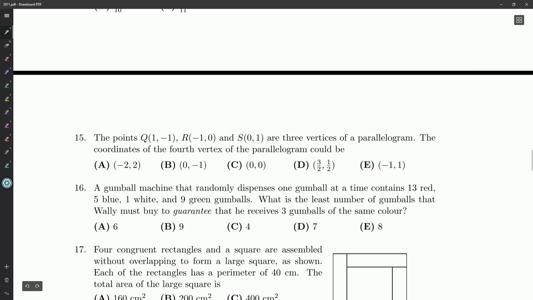Welcome back. Thank you for joining me again as we look at question 15 on our grade 10 Cayley paper. Points Q, R, and S, at (1, -1), (-1, 0), and (0, 1), are three vertices of a parallelogram. The coordinates of the fourth vertex of the parallelogram could be... I feel like there are probably a couple options here. So the real question is, which of these five possibilities is one of the ways you could make a parallelogram?